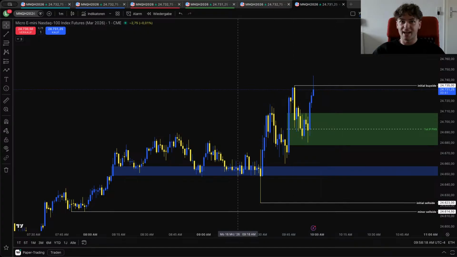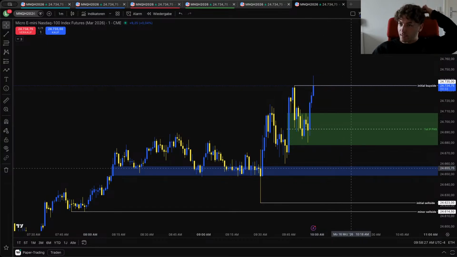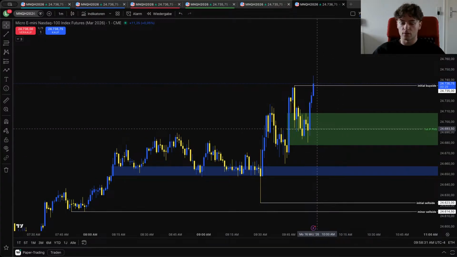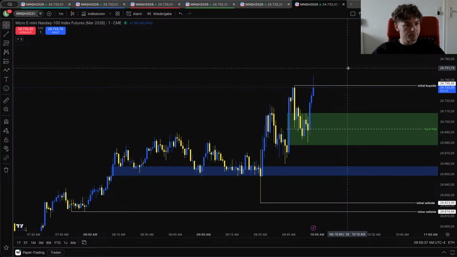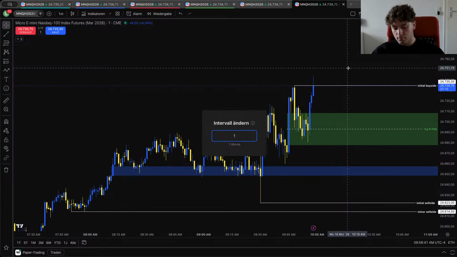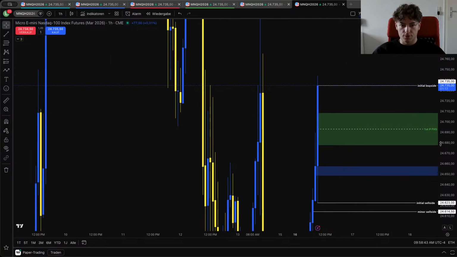Dow is skyrocketing to the upside. S&P 500 is also stronger than Nasdaq. So Nasdaq's the weakest one so far of these three averages. Let's go back to the 1 hour chart.